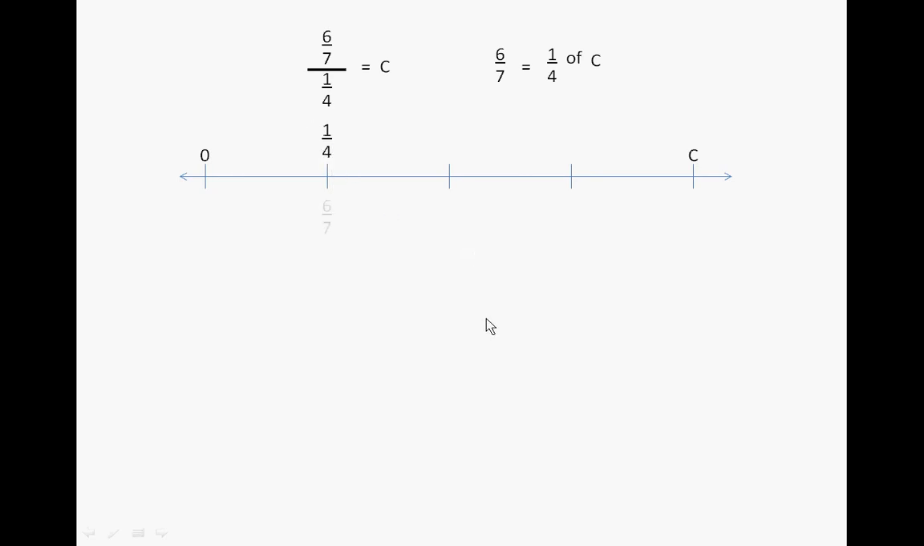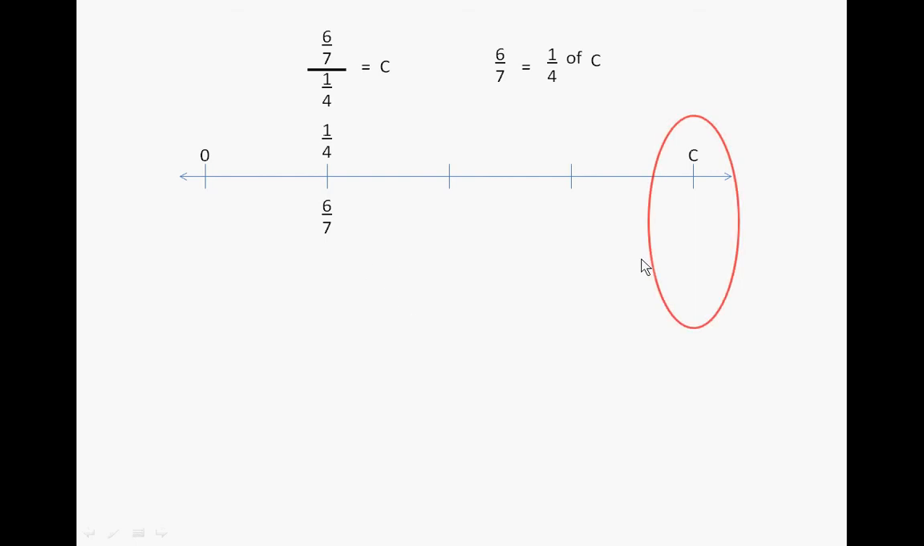You're going to have to watch this video probably several times and go over your notes because this is pretty complicated. All right, 6/7 divided by 1/4 equals C. Again, that 6/7 is equal to 1/4 times C, or 1/4 of C. See if you can predict what's going to happen before I do it. If we make our number line, then we need 1/4 of C. So we partition into 4 places, and we've identified 1/4.